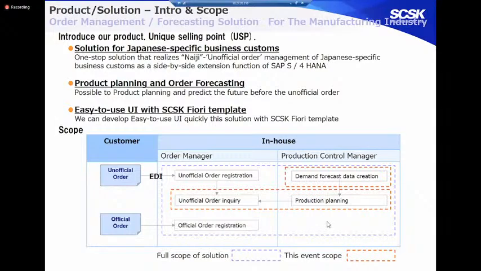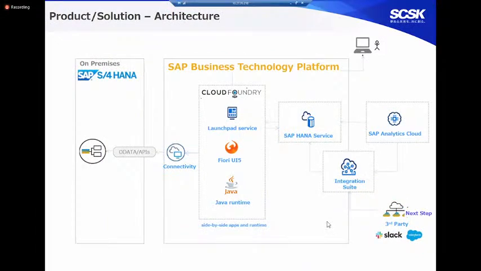Actually, this is the scope. There are two sets of the solution: order management and production control manager. On the order management system, the unofficial order comes in the format of EDI, and the unofficial order registration is conducted. From there, the unofficial order inquiry is generated. And also the production control manager is on the left.